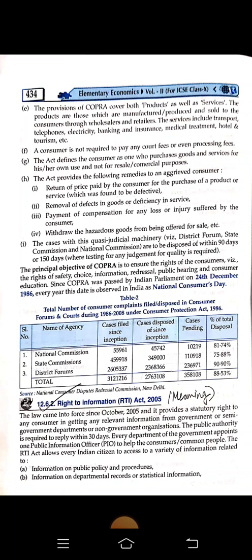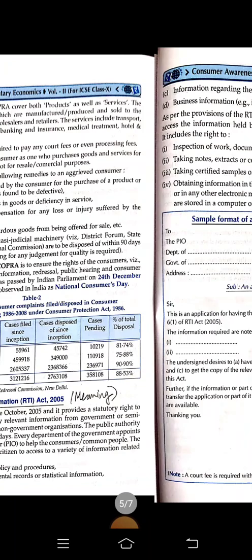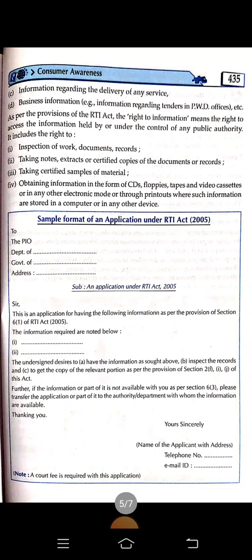The Right to Information Act allows every Indian citizen to access a variety of information related to public policy and procedures, information on departmental records or statistical information regarding the delivery of any service, business information, that is the PWD tenders, and information about those kinds of things.